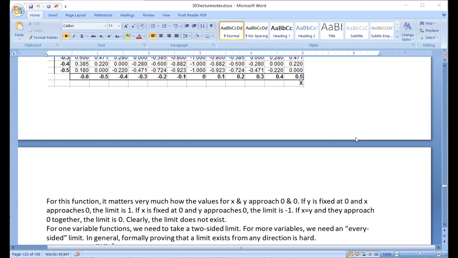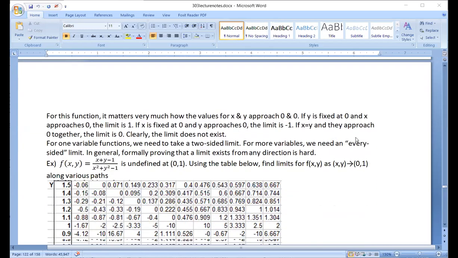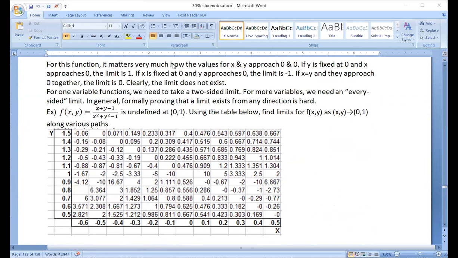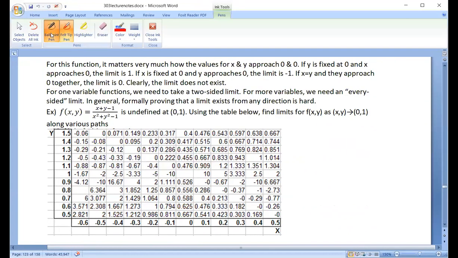We're going to take evidence the way we've done so far. So let's take this table example and let's try to write down some things. Okay, so here's the function. At the point 0, 1, it's undefined. If you plug it in, you just get 0 over 0. So let's use the table below and let's try to find some limits for f of x, y as x, y approaches the point 0, 1, coming along different paths.